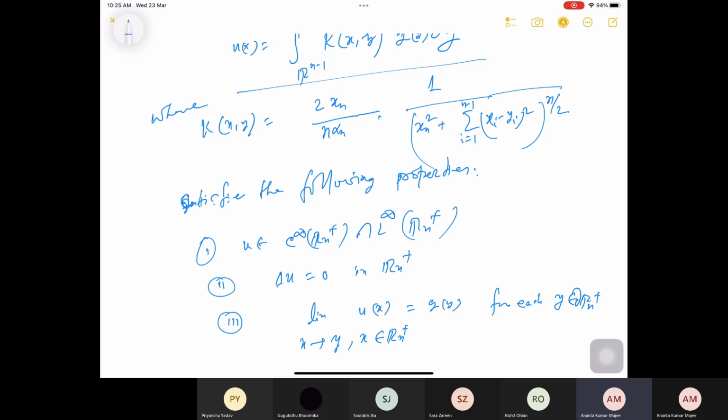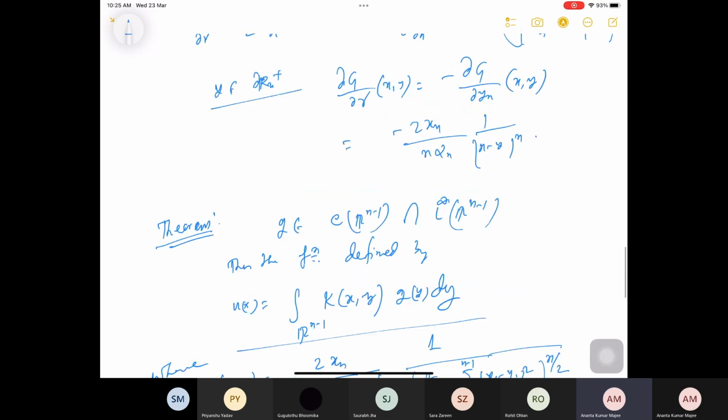On the other hand, it satisfies that equation because I am considering f equal to 0. So it is minus Laplace u equal to 0 in R^n_+ and u equal to g on ∂R^n_+. Okay, so this is called the Poisson formula for R^n_+, and this K is called the Poisson kernel. In my notes, I made a little mistake: I put a product, but it should be the summation sign. You just check it there.